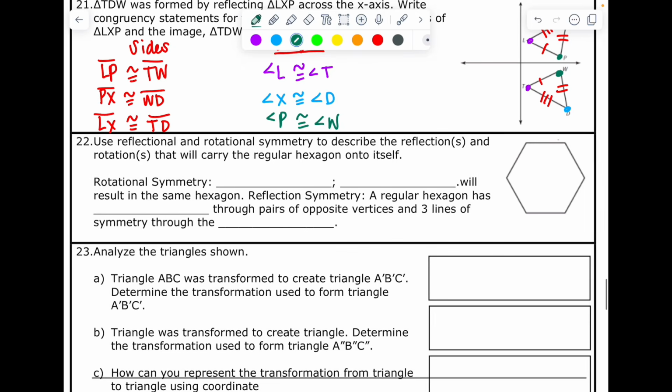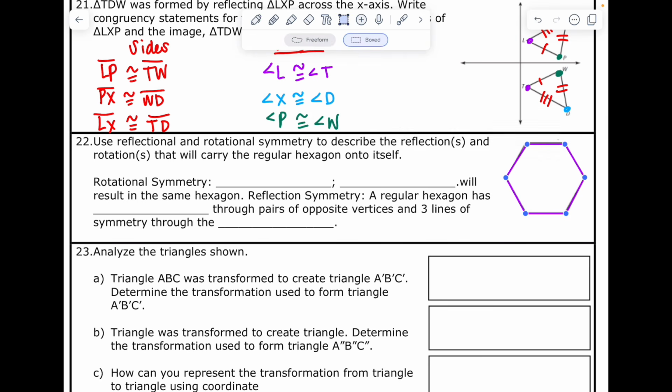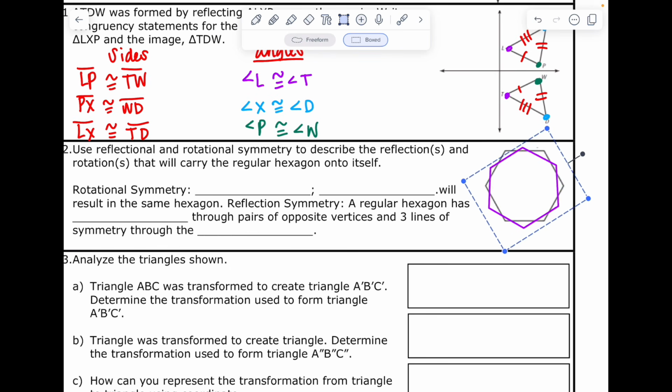So use reflectional and rotational symmetry to describe the reflections and rotations that will carry the regular hexagon onto itself. Okay. So the rotational symmetry. All right, so in order for this hexagon to rotate onto itself, we need to figure out how many degrees it would take to do that. Okay, that did not come out as perfectly as I would have liked. C'est la vie. All right, so if I rotate this thing, I'm gonna do the best I can, y'all. Okay, a little bit off, but it's kind of difficult.